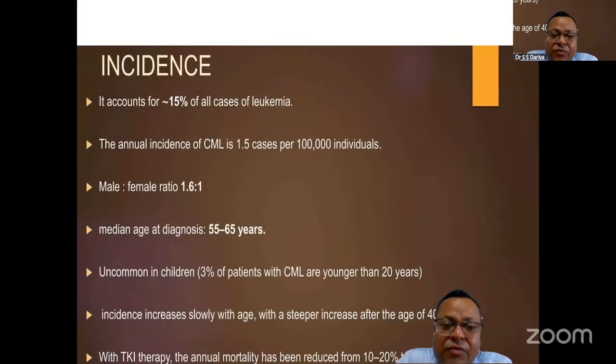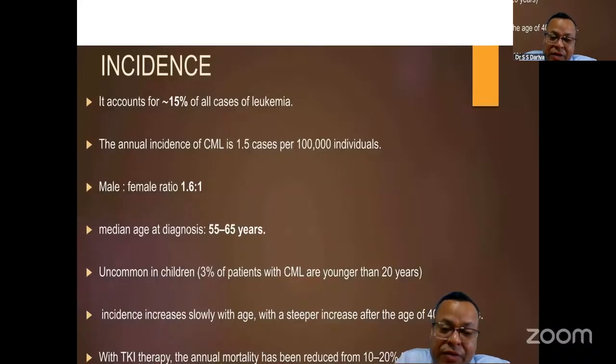Incidence: if we talk about all cases of leukemia, whether AML, ALL, CLL, or CML, 15% are chronic myeloid leukemia. The annual incidence of CML is 1.5 per 1 lakh individuals per year. Males are slightly higher, with a prevalence ratio of 1.6:1.